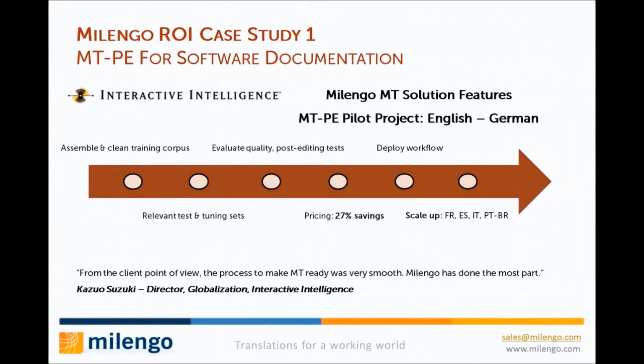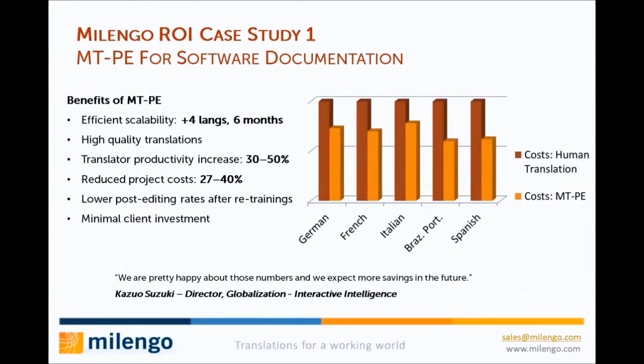The pricing model was compelling enough for ININ to award us their online help localization work into German, and on successful completion of the first project, we were asked to scale up the MT solution to include 4 additional target languages. All of this was accomplished within a period of 6 months.